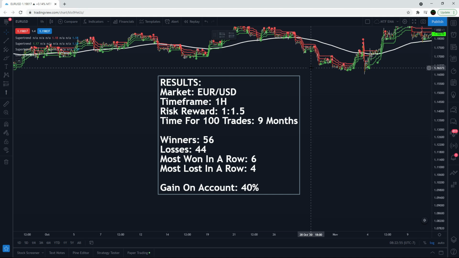So there were 56 winners and 44 losses, 56% win rate, which is quite good for a 1 to 1.5 risk to reward ratio. The most won in a row was 6 and the most lost in a row was 4, so not too bad on the drawdown with this one either. The gain on the account was 40%, so putting it up there with some of the best strategies that I've tested.